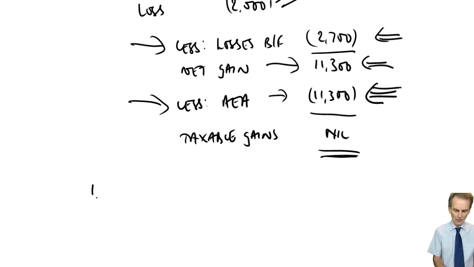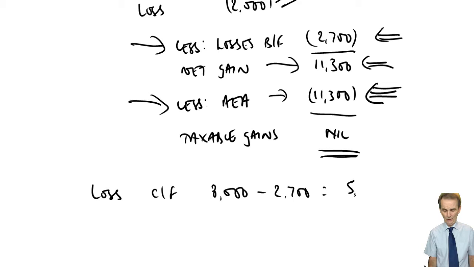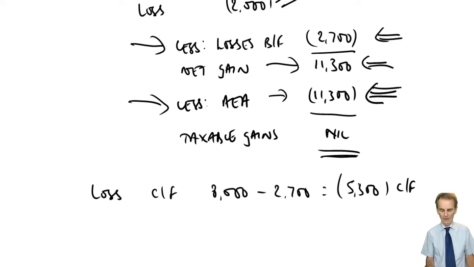It also means, rather than wasting some of the loss brought forward, I'll now have some loss to carry forward. I started with 8,000, I've used up 2,700, that therefore will still leave me with £5,300 to carry forward there. 5,300 methinks. So, very good news in terms of the tax treatment of a loss brought forward.